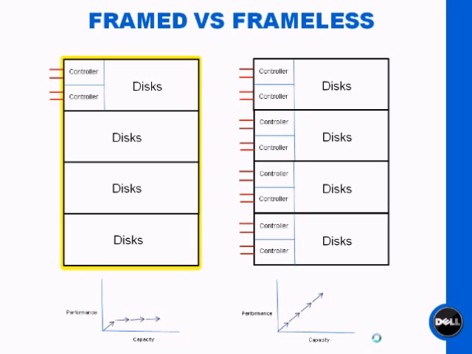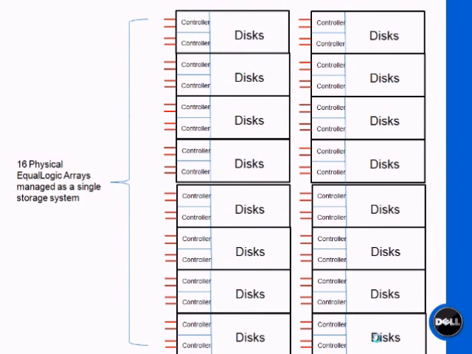However, with EqualLogic, today you can have up to 16 physical EqualLogic arrays, and you can manage those as a single storage system. So whether you have one single EqualLogic array or 16 EqualLogic arrays, you manage that EqualLogic environment the same way. So ease of use and scaling is still going to be the same from day 1 or day 365 or even 3 years from now.